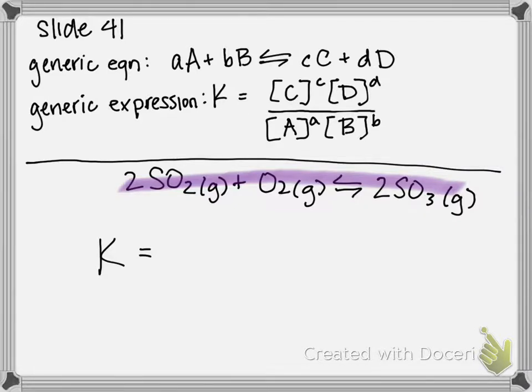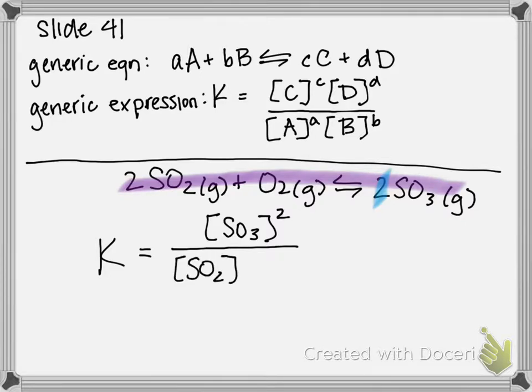So on the top, we're going to put the concentration of SO3, and we're going to raise that to the second power, and that's because if we look down here, we have a 2 in front of our SO3. And that's the only thing that's going to be on the top because that's the only product we have. So then we'll draw our division line.